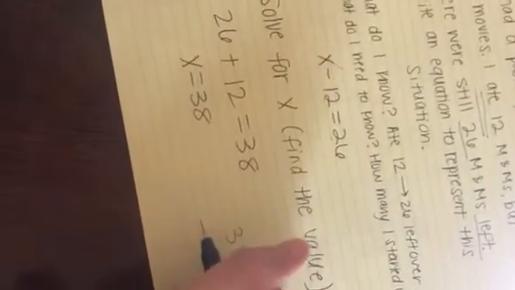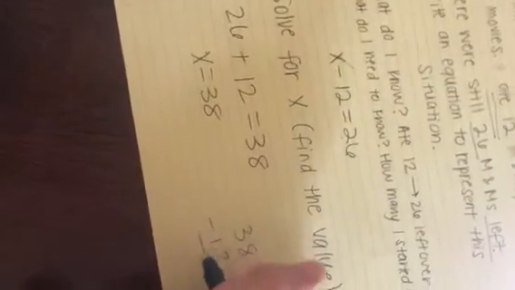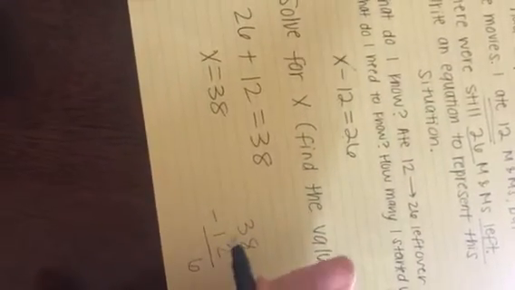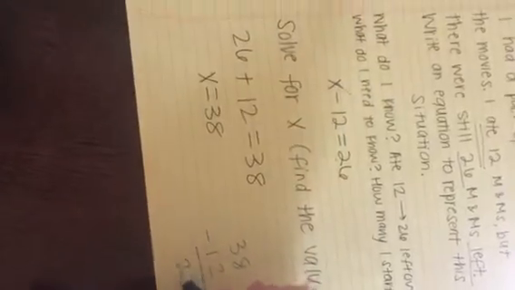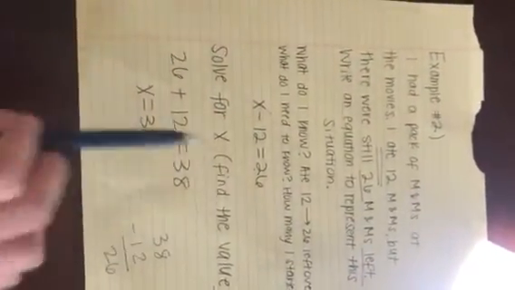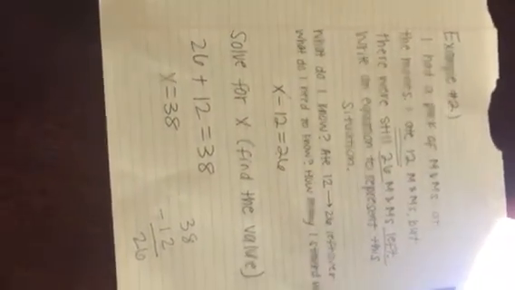We can see if this is right by plugging the 38 in for X. So 38 minus 12. 8 minus 2 is 6. 3 minus 1 is 2. 26. Yes, so that works. I just used what we learned yesterday to see if I was right. We're going to do one more together, and then I will have a couple more problems for you to try on your own. So example 3.